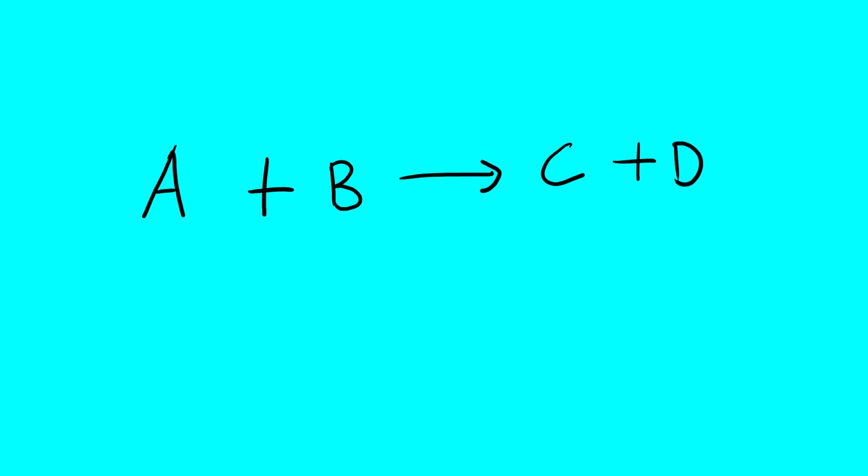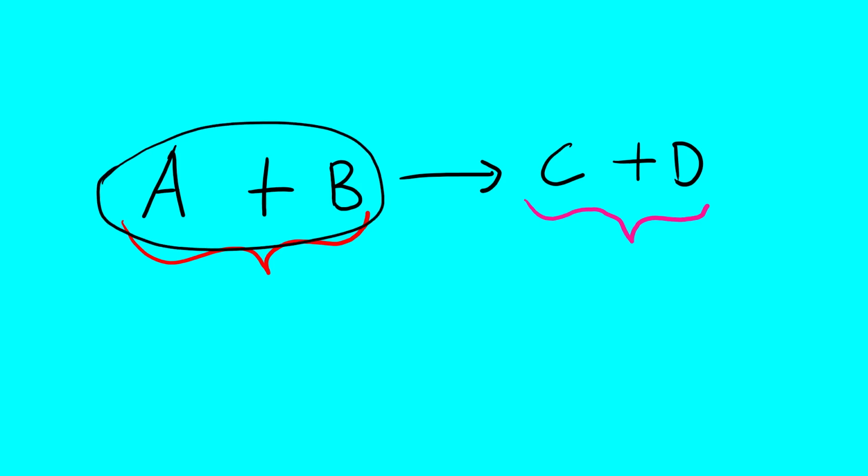In chemistry we use equations to represent chemical reactions. For example, let's say we have a substance A, we are reacting that substance with substance B to produce C plus D. Unlike in mathematics, instead of an equal sign we use an arrow. Now we have reactants and products. Reactants are these substances before the arrow, and these ones we call products.